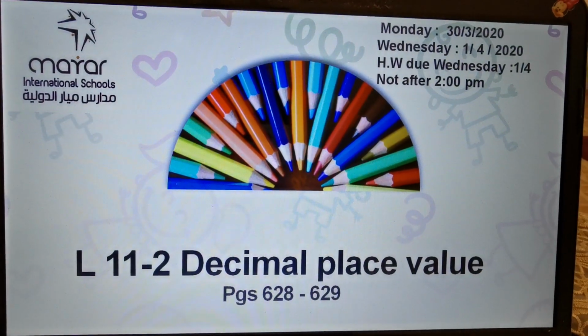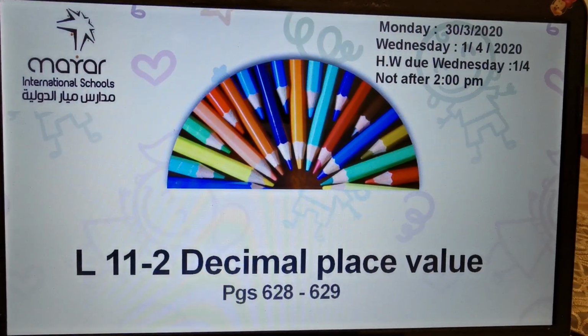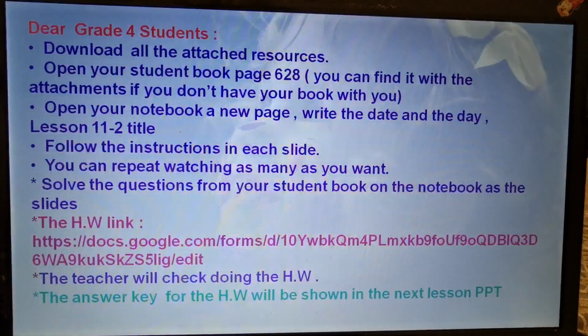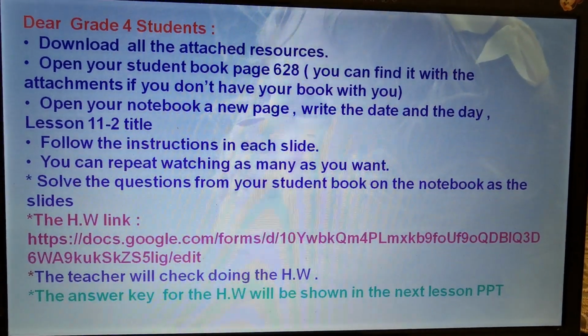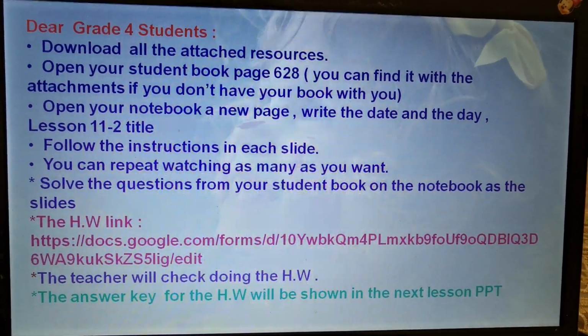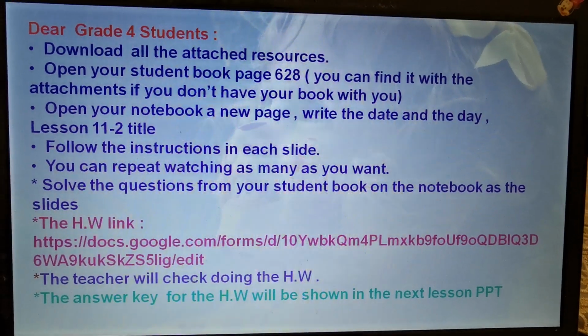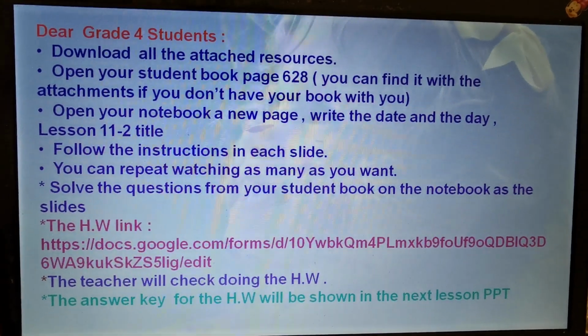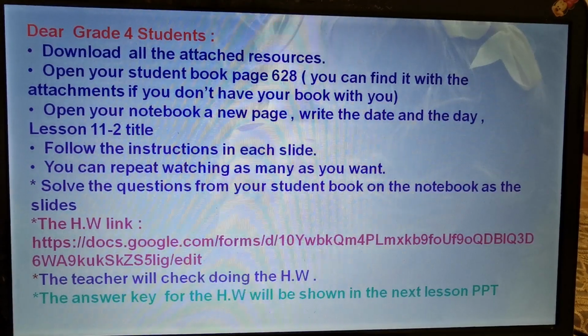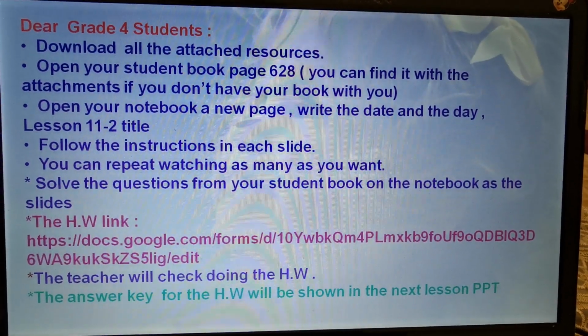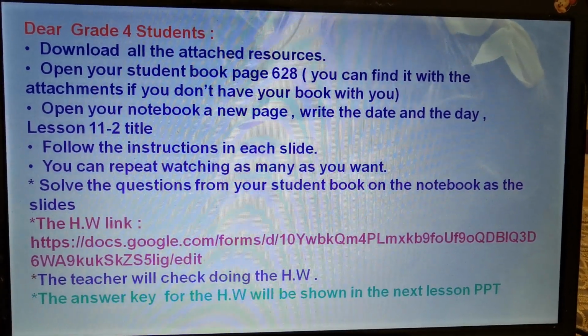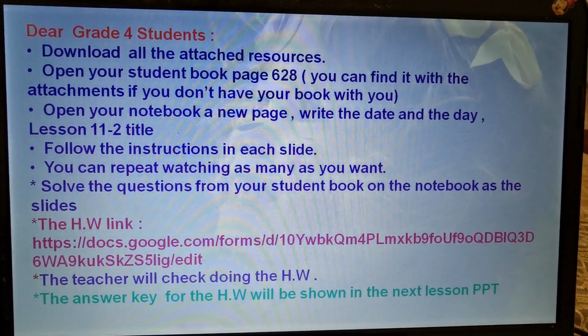Today, our lesson will be about decimal place value. Please download all the attached resources. Open your student book, page 628. If you don't have the book, you can find it in the attachments. Open your notebook, a new page, write the date, title, and follow the instructions with me, please.